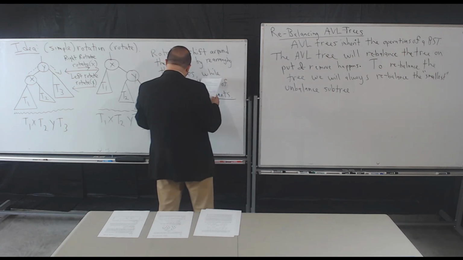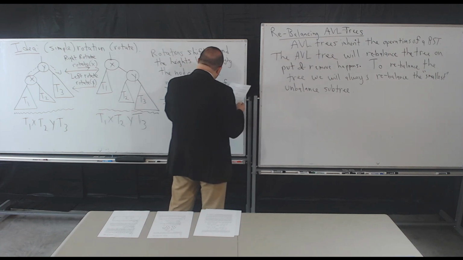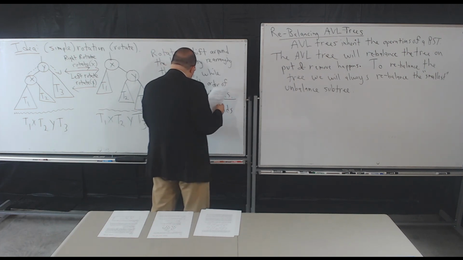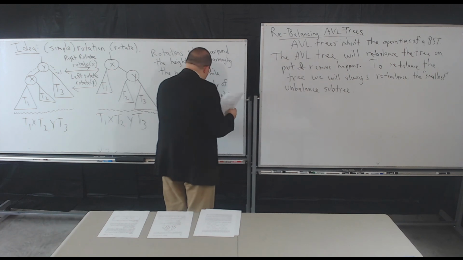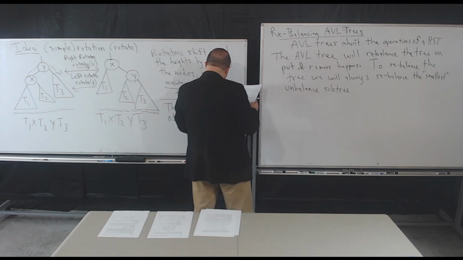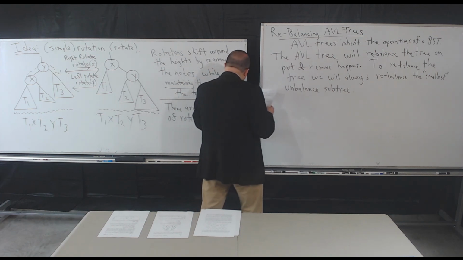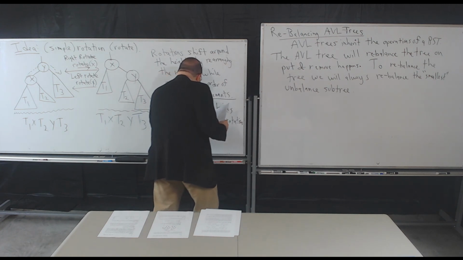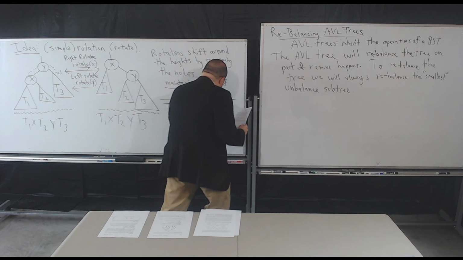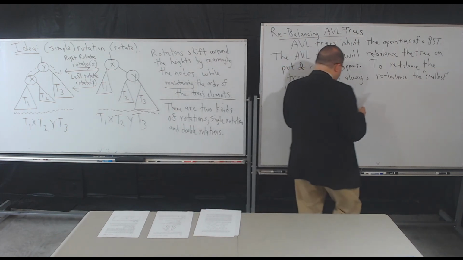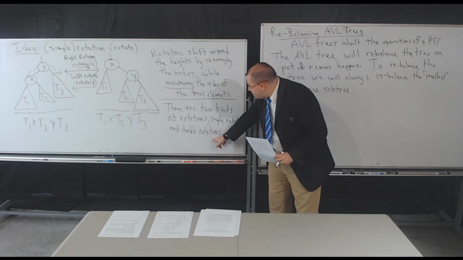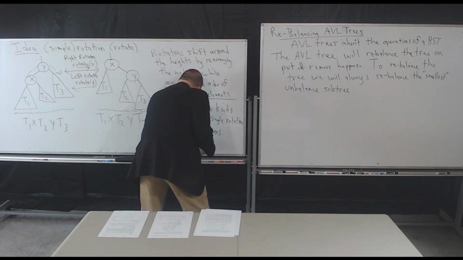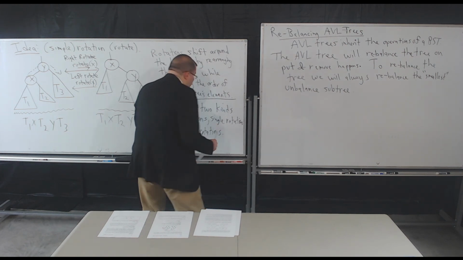There are two kinds of rotations: single rotations and double rotations. You'll find out why I called them those things. Single rotations and double rotations. There's going to be 2 of each of these, so 4 in total. They're going to account for all 4 possibilities that could happen.